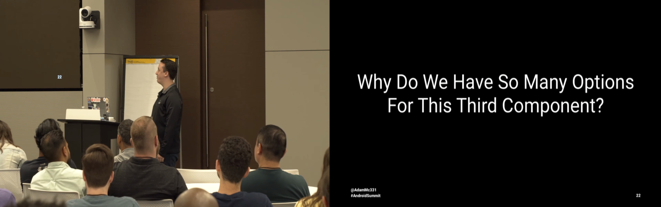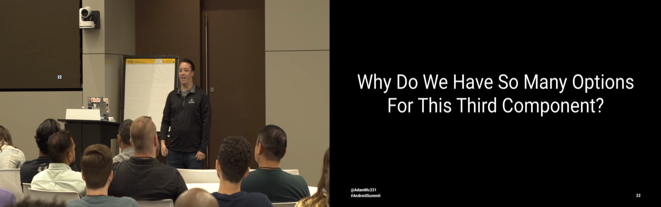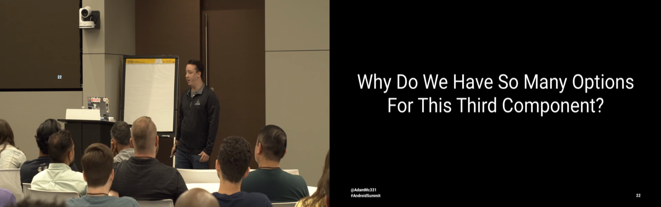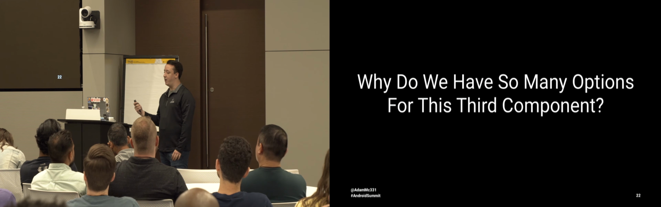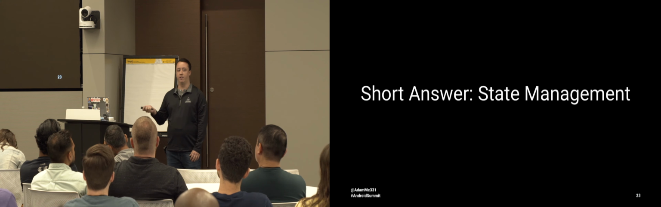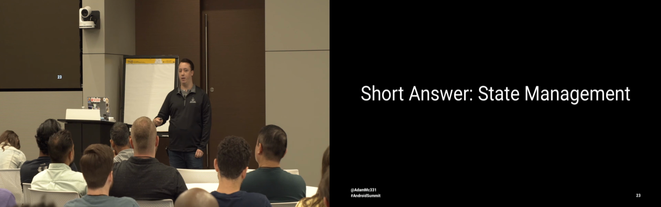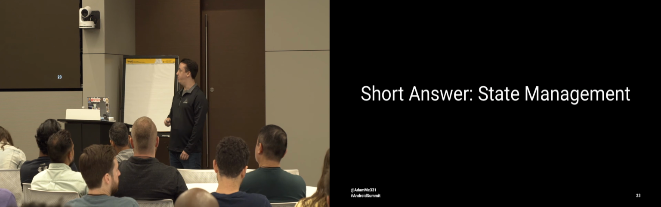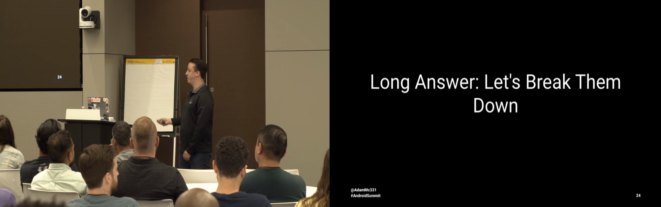But we still haven't answered the question: why do we have so many options for this third component? What's the difference between them? Why do we keep adding new ones? We're going to break them out individually, but I wanted to put a short answer in front of you to think about throughout the rest of the talk, which is state management. Each of the patterns we look at does something new for us for managing the state of our application that the last pattern doesn't do. We'll see that in practice, but I just wanted to put it in everyone's head. But to get to the long answer, let's break them down.